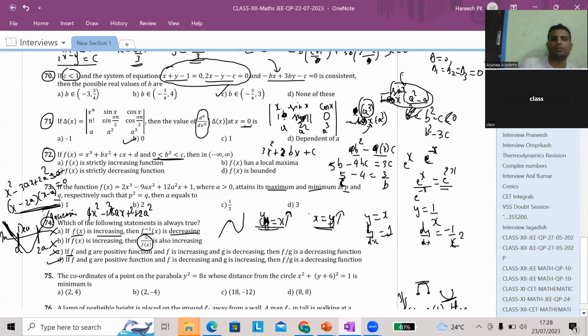So where is the maximum? Maximum will be at a and minimum will be at 2a. So that means P is a and Q is 2a. So a square should be equal to 2a. That means a has to be 2.